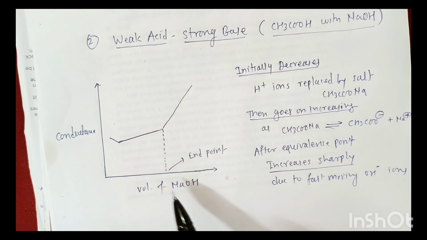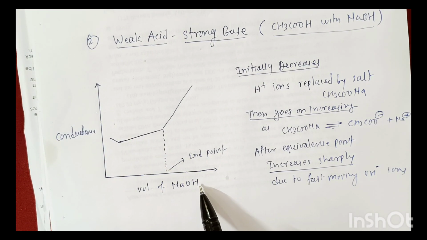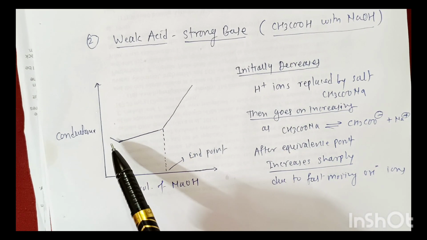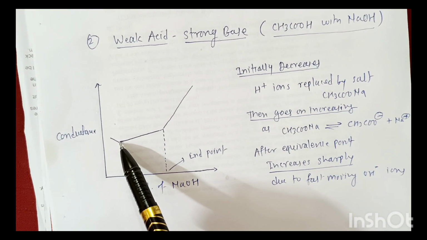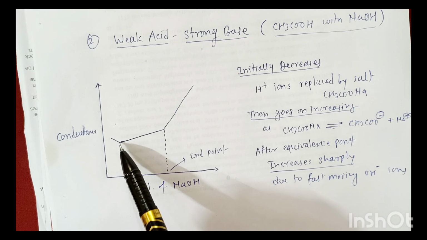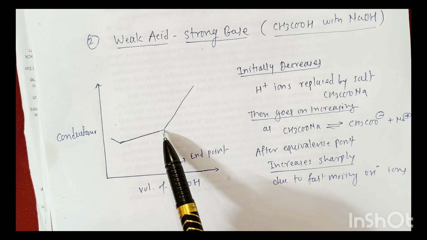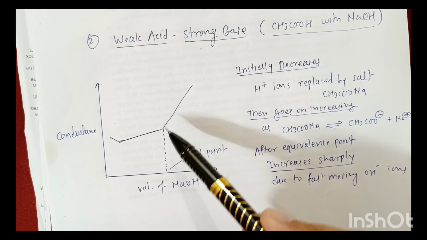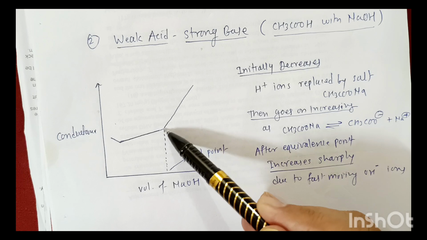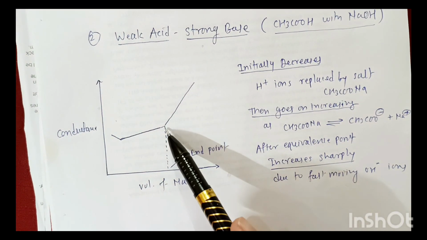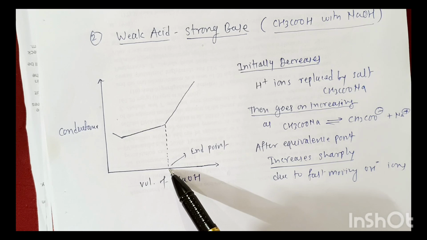Firstly, when you add NaOH from the burette and acetic acid is taken in the beaker and conductance is measured, initially the conductance decreases, then conductance slowly goes on increasing up to the end point, and when complete acetic acid is neutralized, the conductance sharply increases, and this is the end point which is obtained.